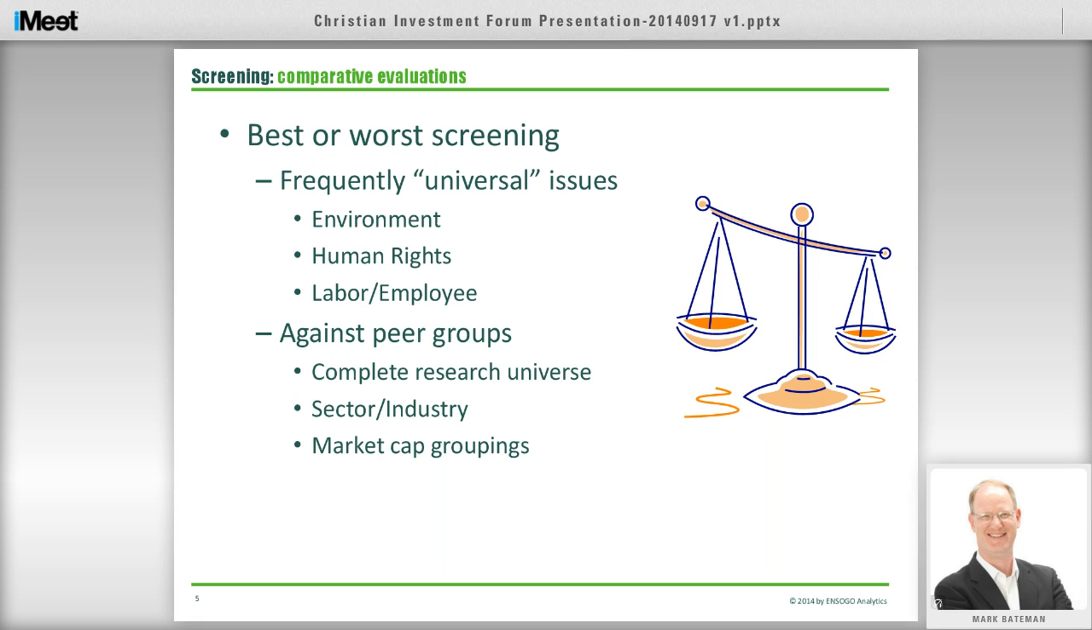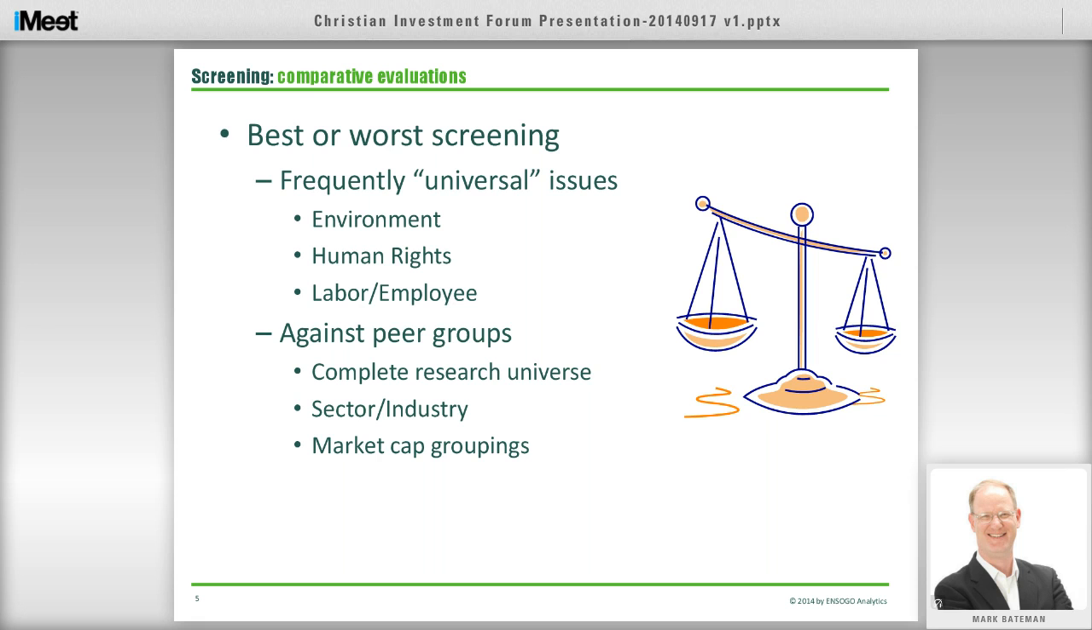That comparison threshold of I want to exclude the worst 10%, that worst 10% could be identified from varying peer groups or comparison groups. You could say my research universe is the entire Russell 3000, so I want to exclude the worst 10% of companies within the Russell 3000, and all companies are compared to one another. You could say I want to exclude the worst 10% of companies in each GICS sector. So there are 10 GICS sectors. We'll compare only companies within a given sector, for example, only energy companies, and we'll exclude the worst 10% of energy companies, the worst 10% of consumer discretionary, and so on down the line.